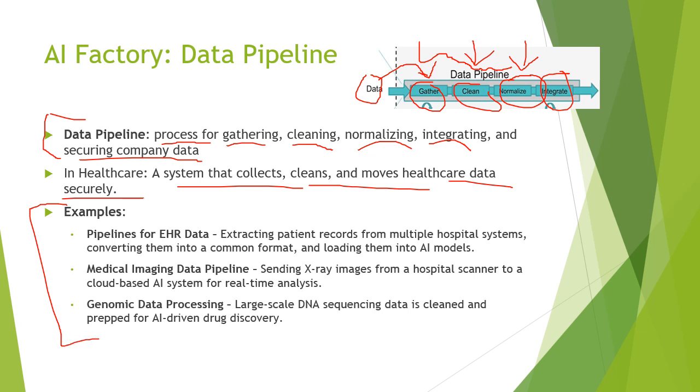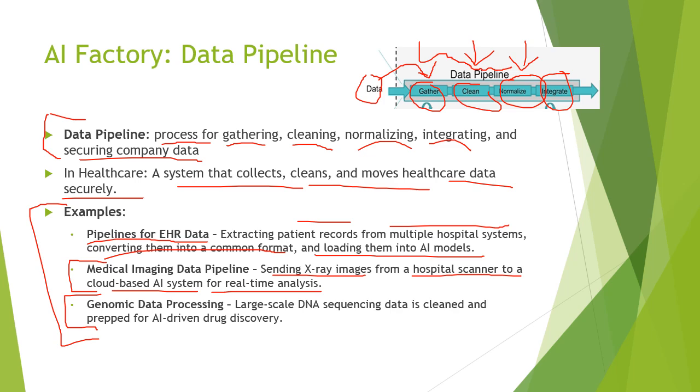So some examples here, pipelines for EHR data. So patient records from multiple hospital systems, converting them into a common format, and then loading them into a potentially AI model for analysis, or even just an analytics person for analysis. Imaging data, sending X-rays from hospitals to a cloud-based system for actual analysis in real time. And your genomic data, for example, DNA sequencing, cleaned and prepped and normalized and integrated into your profile.